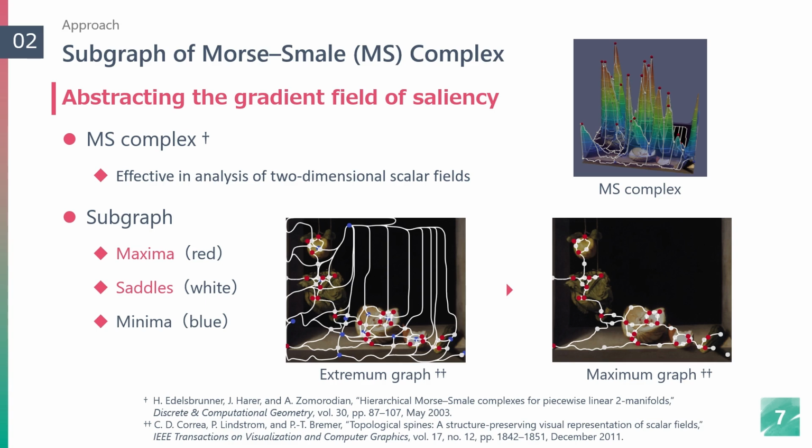However, to visualize the leading lines that connect sparsely arranged salient areas, it is not necessary to include low saliency points in the graph. Consequently, we decided to analyze such sparse leading lines by extracting the maximum graph, a subgraph of extremum graph, which only connects the maxima and saddle points.